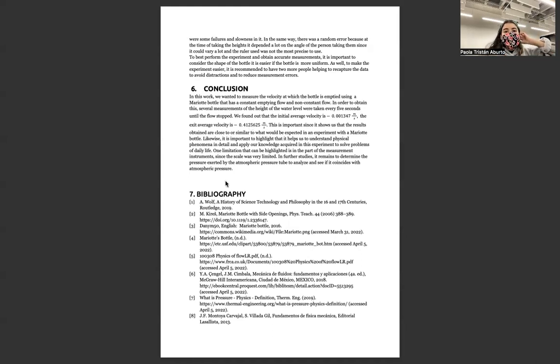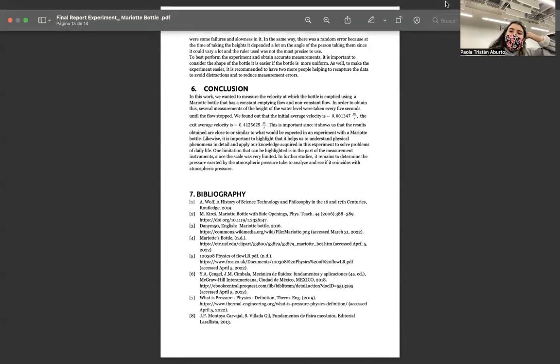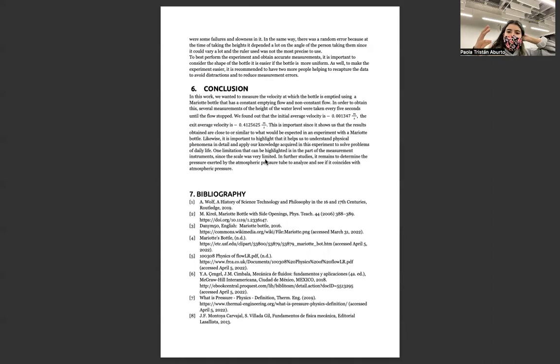To conclude, we can say that in this work, as it was said in the abstract at the very beginning, we wanted to measure the velocity at which the bottle is emptied using the Mariotte bottle that has a constant emptying flow and non-constant flow, in order to obtain several measurements of the height of the water level, so we can calculate our initial average velocity and then our exit average velocity, which were 0.001347 meters per second, and the final velocity 0.4125 meters per second.